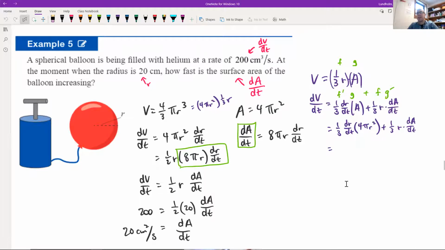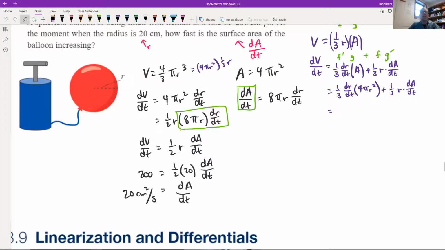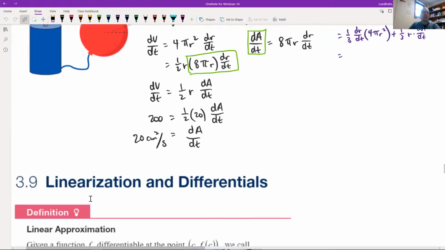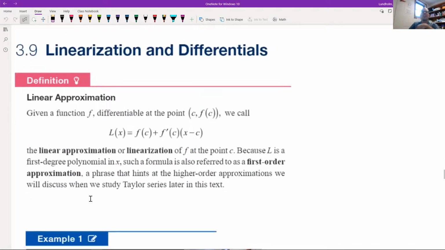Okay, I'm going to move on to the next one. If you want to finish that, you can, but you'd be substituting that in. Anyways, let's keep going. On to section 3.9. We're going to look at linearization and differentials.